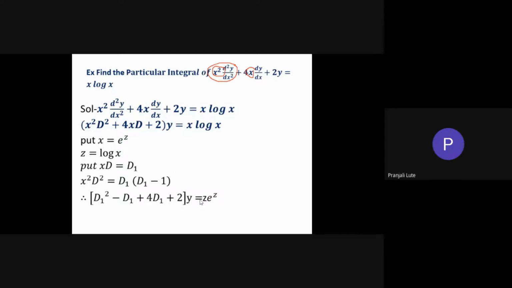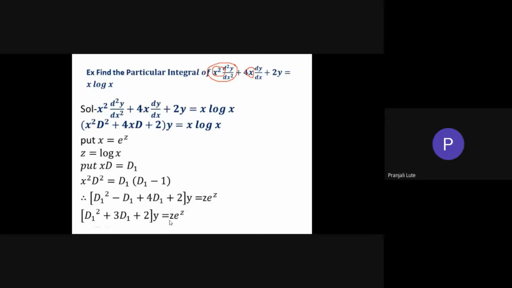So according to your right hand side, this is case number 4, that is e to the power ax into x raised to power m. D1 square, 4D1 minus D1 is 3D1, plus 2, y equal to z e to the power z. So the particular integral is 1 upon D1 square plus 3D1 plus 2.